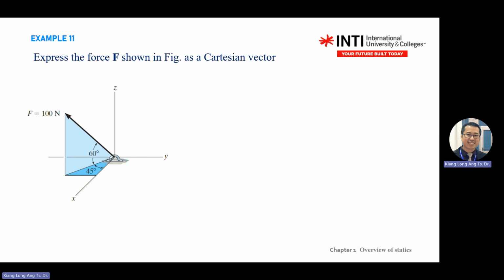Express force as shown in Cartesian vector. So, do you know what the question wants you to do or not? It wants you to write F equals something I plus something J plus something K. Before starting, you should know which one is positive, which one is negative. How do you know? You split the component first. You need to do it 2 times in a 3-dimensional question.